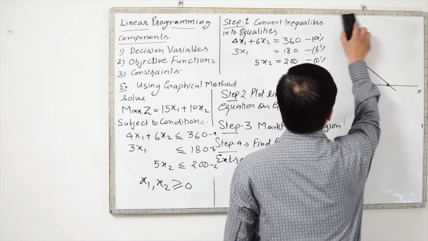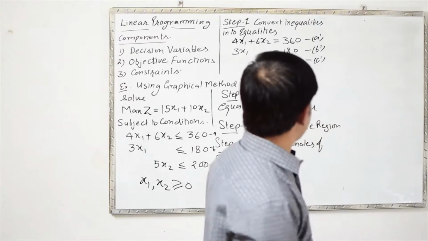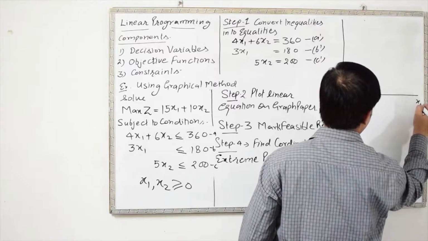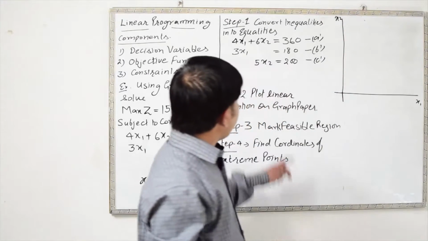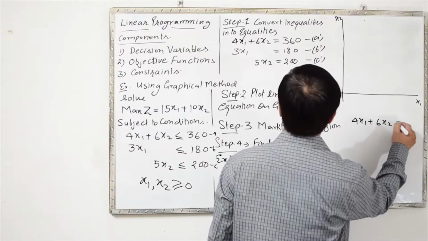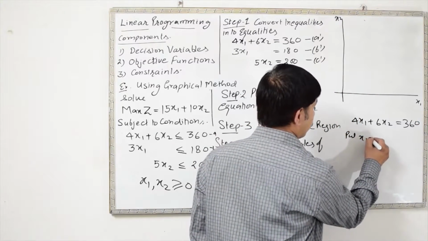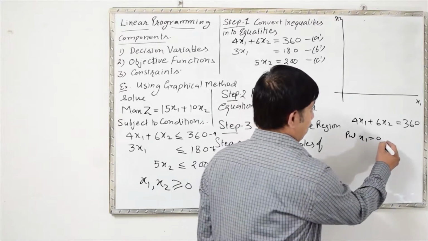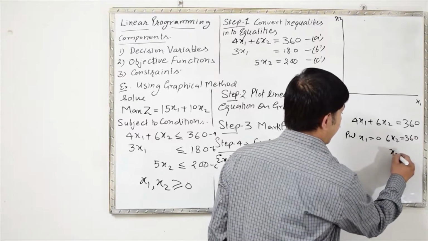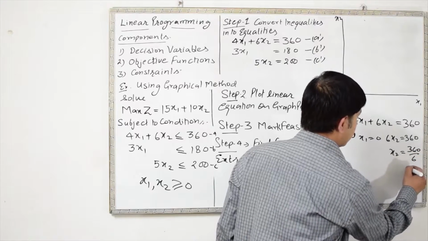Now I am going to plot. I am starting plotting of lines. This is my x1, this is my x2. So I consider the first equation, 4x1 plus 6x2 is equal to 360. Put x1 is equal to 0. We had 6x2 is equal to 360. So x2 is equal to 360 upon 6, which is 60.